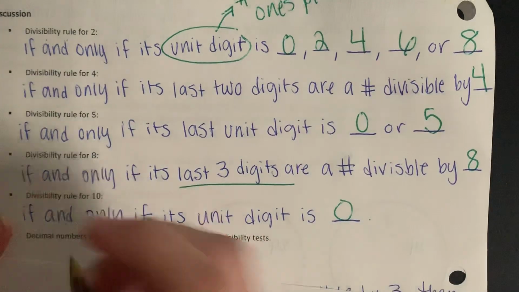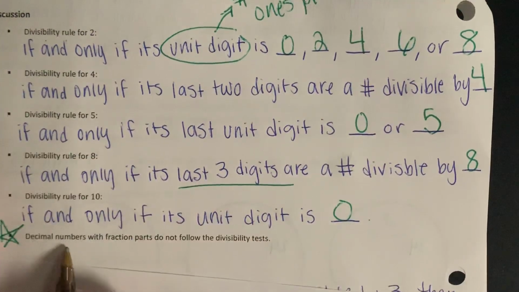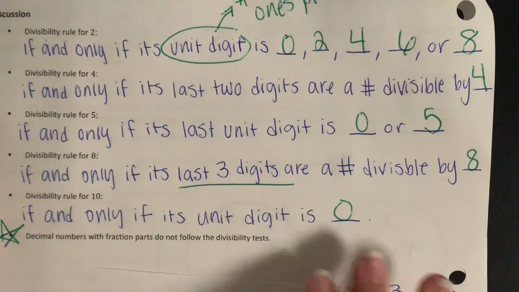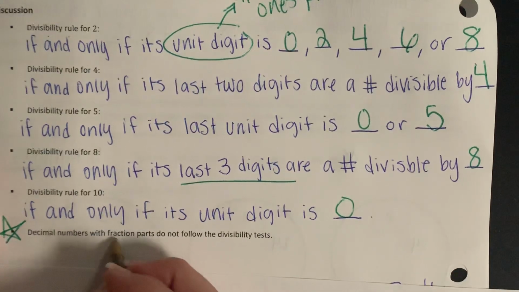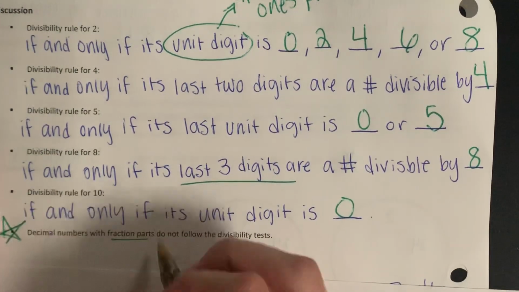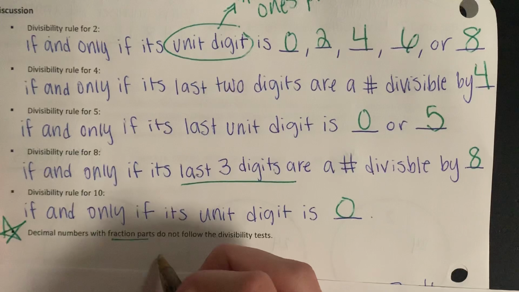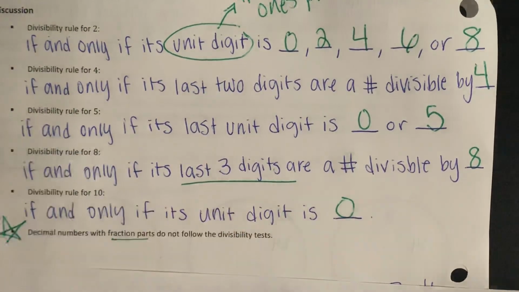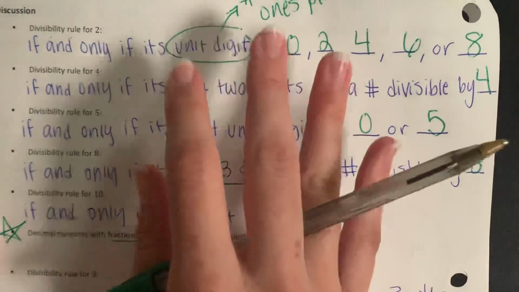They do make a special note here that decimal numbers do not follow the divisibility tests. So they're right here, this fraction part, they're saying if you have a decimal that has a number in the 10th place, the 100th place, or the thousandth place, any decimal number, that these divisibility rules don't count. Okay, so this is if we have whole numbers only.